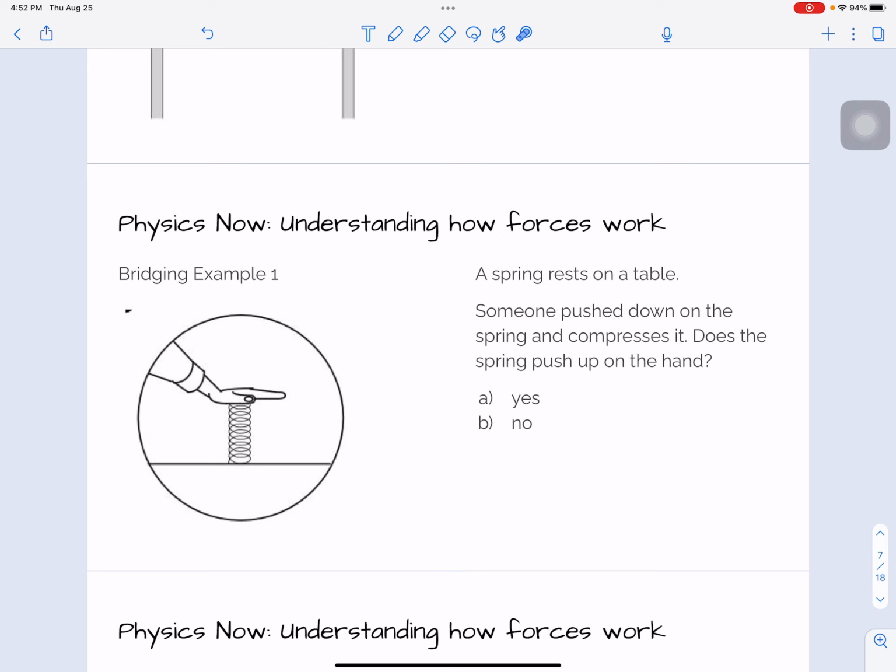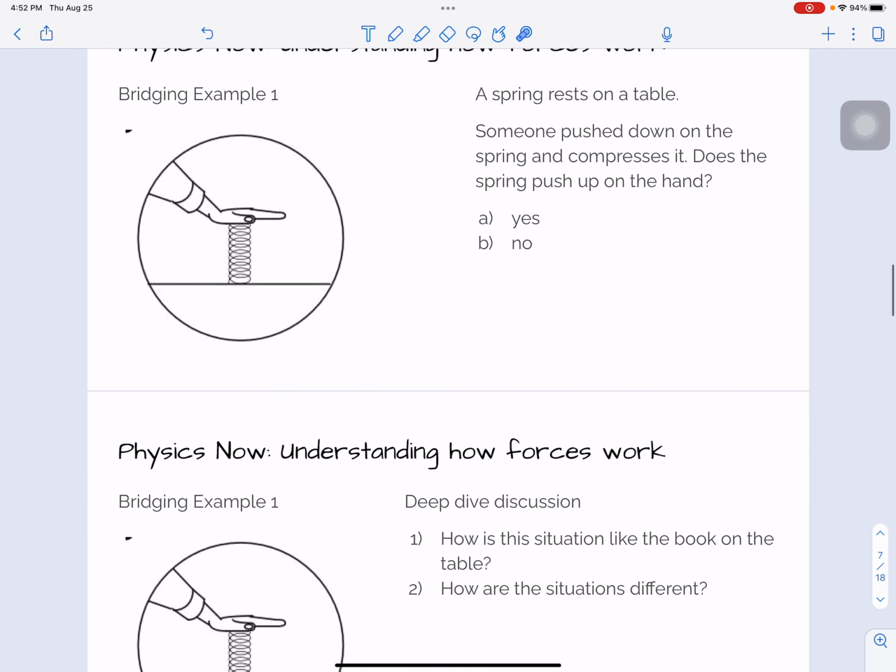So the first one is a spring rests on a table and someone pushes down on the spring and compresses it. I actually have a spring that looks exactly like this, and so I highly recommend that you borrow the spring from me and actually test it out for yourself. So the question is, does the spring push up on the hand? Again, I want you guys to talk about this for at least 5 minutes. You don't have to come to agreement, but you want to do a deep discussion. Okay, so does it push up on the hand, yes or no?